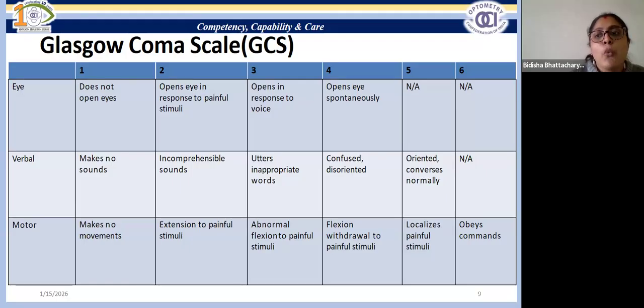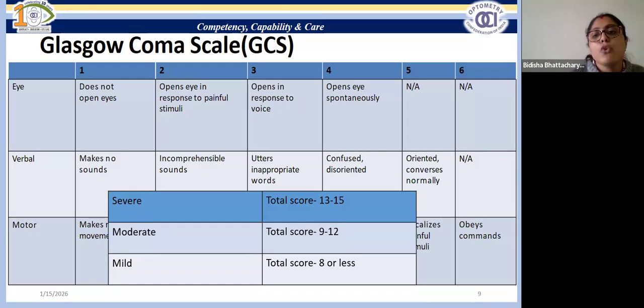So based on those questions and understanding, we have done an analysis, and we have found that if the total score is less than or equal to 8, the severity of the condition is more. Next, mild is a total score of 13 to 15, and moderate is 9 to 12.